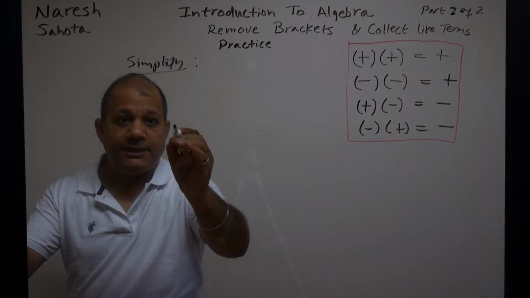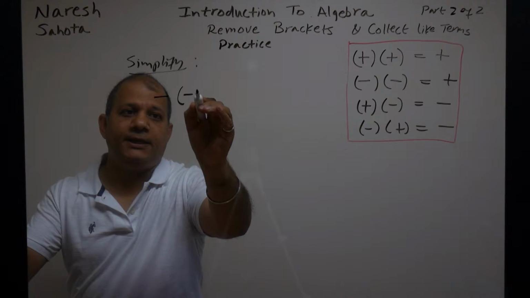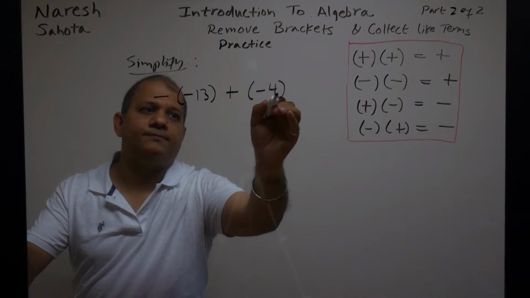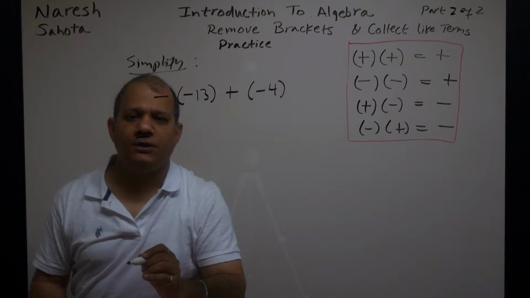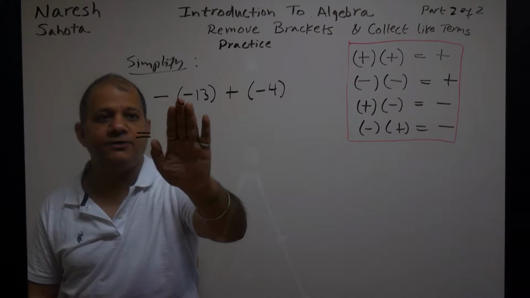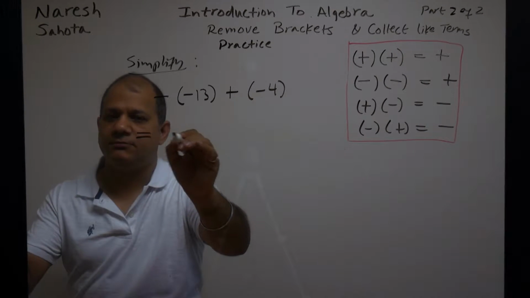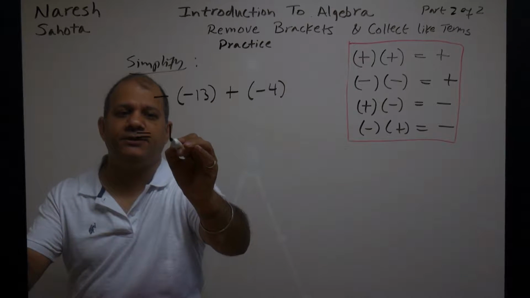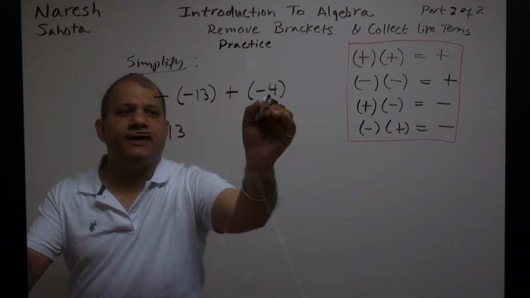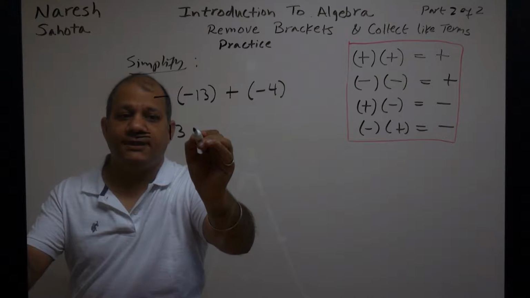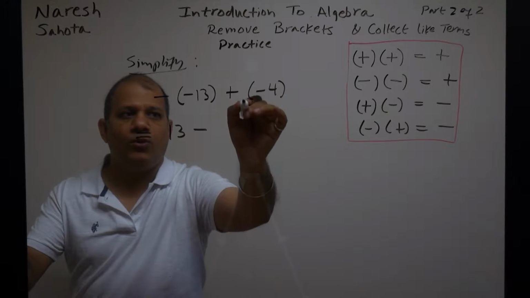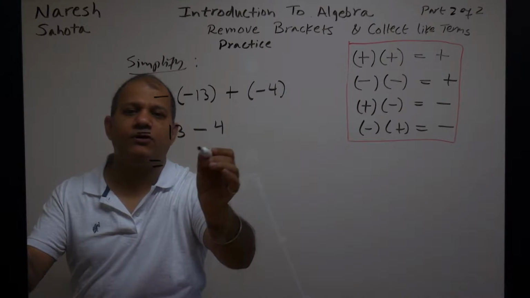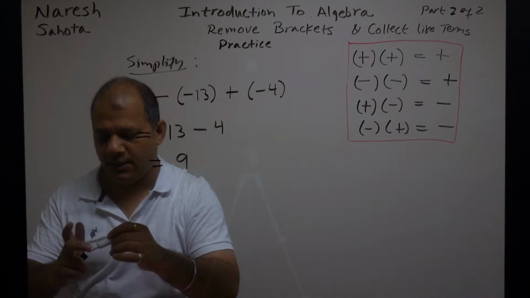We'll do another example. So negative 1 times negative 13 and plus positive 1 times negative 4. So remove brackets. Negative times negative is positive, so I'm not going to bother writing the positive. 1 times 13 is 13. The next term, positive times negative is negative, so we put a minus. 1 times 4 is 4. And now this is 13 take away 4. 13 take away 4 is 9.